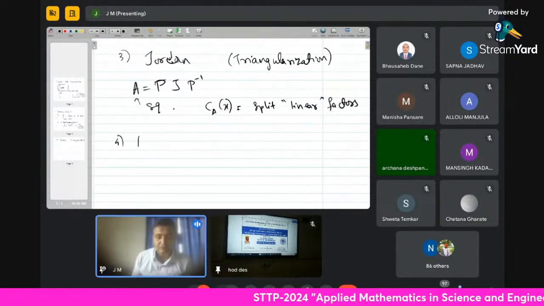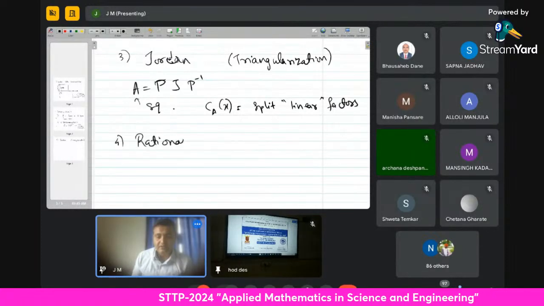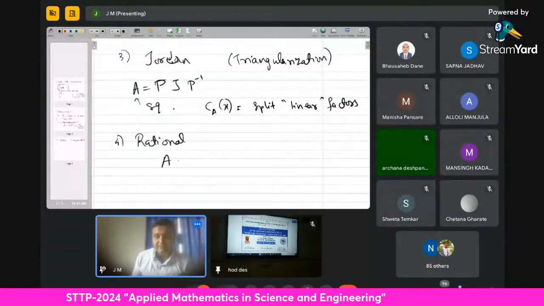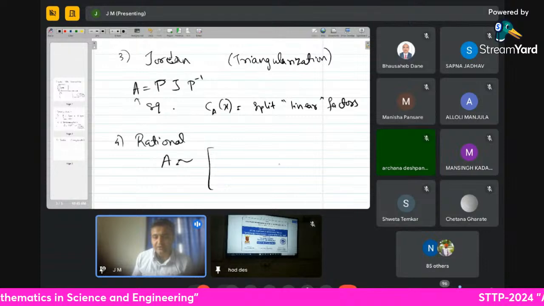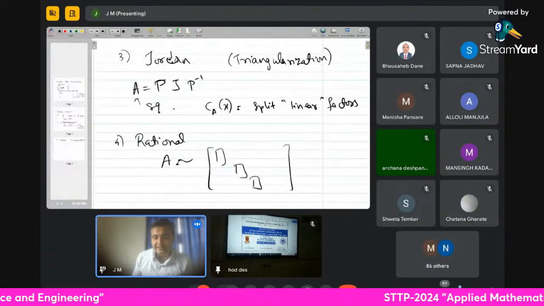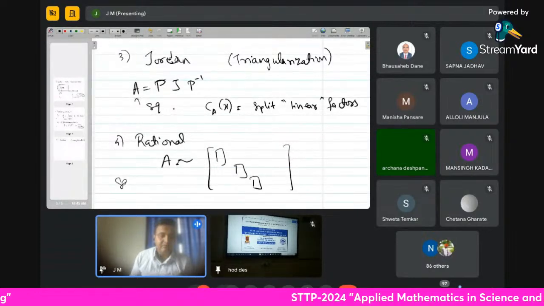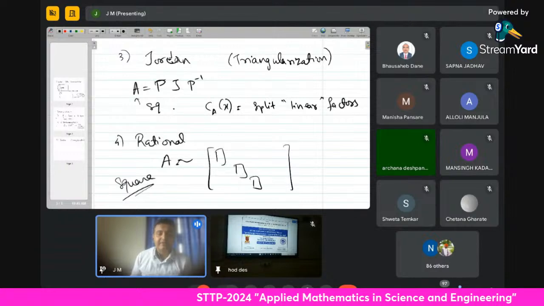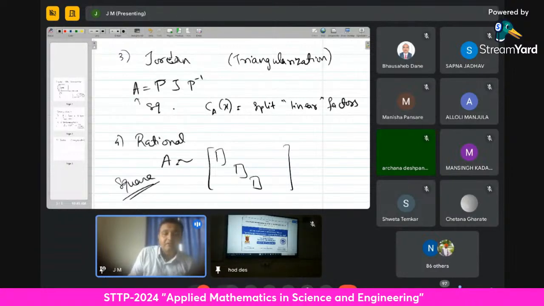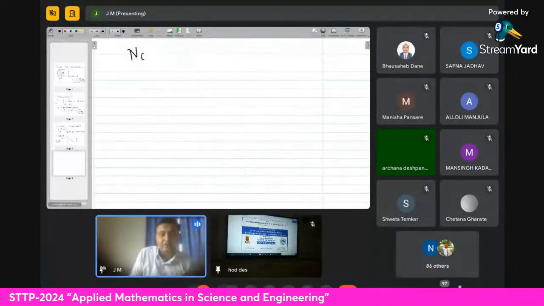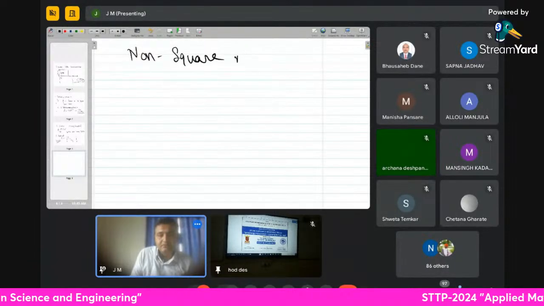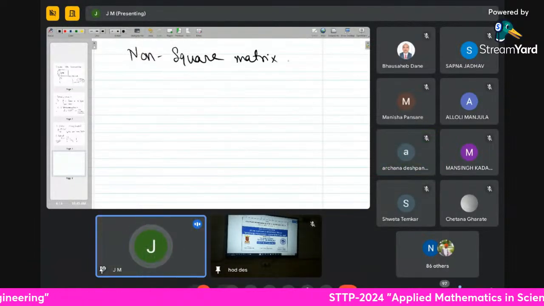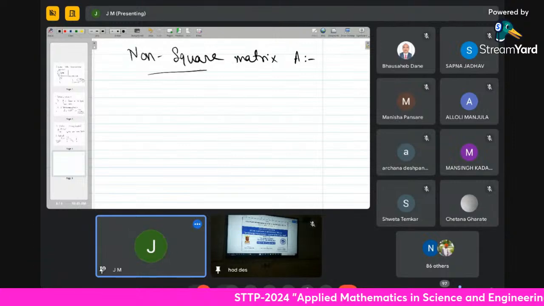Okay, so only then one can have the Jordan form. But then again, among these, the good one is the rational canonical form, because any square matrix can have the rational canonical form. You can write it as a block diagonal representation. But as I said, all of them need a square matrix. But then what if you have a non-square matrix? And that's where SVD comes into the picture.